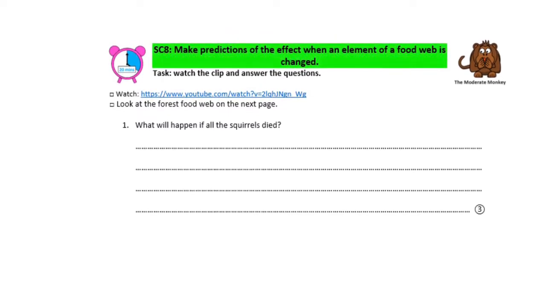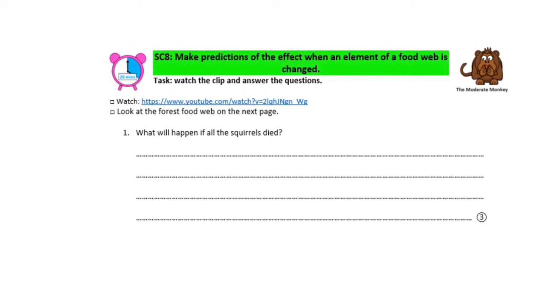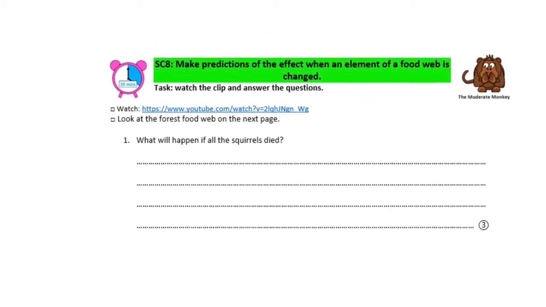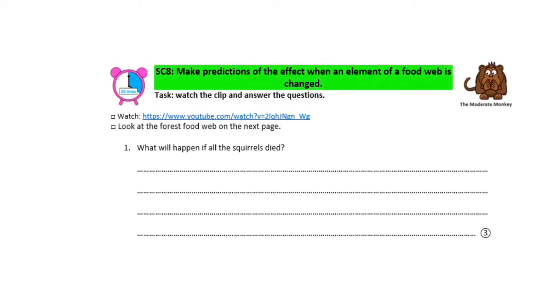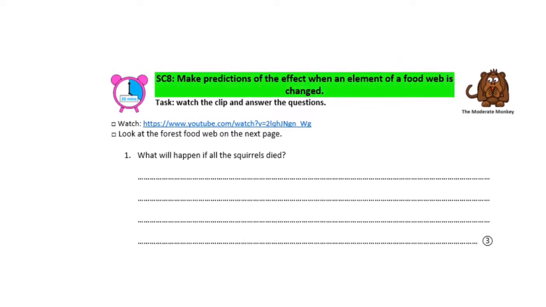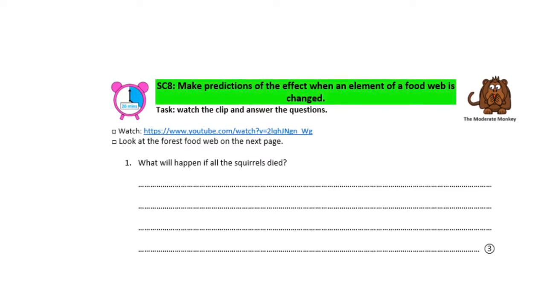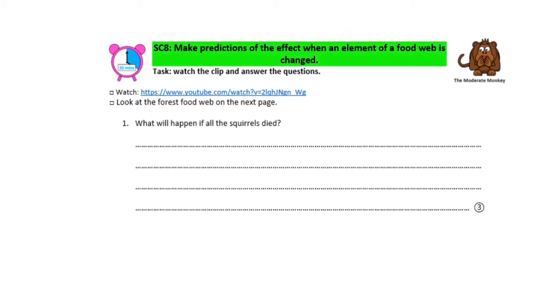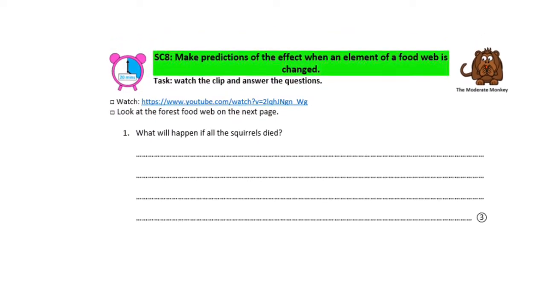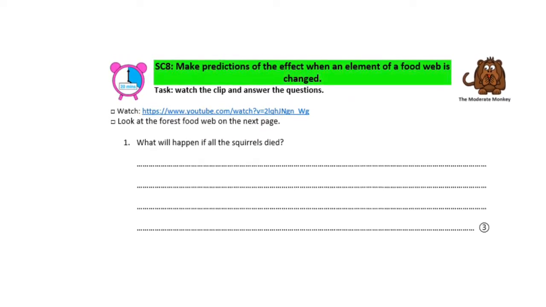On to SC8, which is to make predictions about the effect of changing one element of a food web on the rest of the food web. This is just like what we did with food chains last lesson. Let's have a look at question 1, which is what will happen if all the squirrels die?